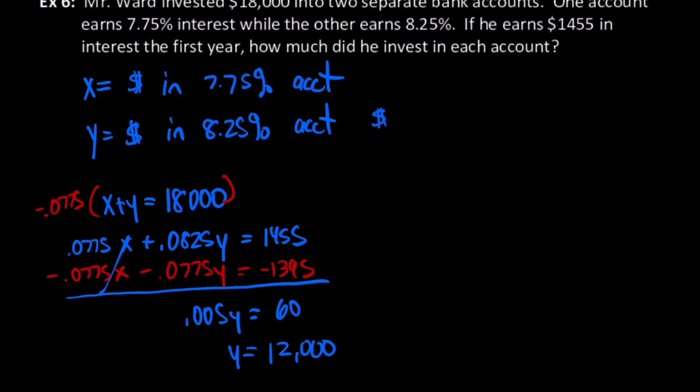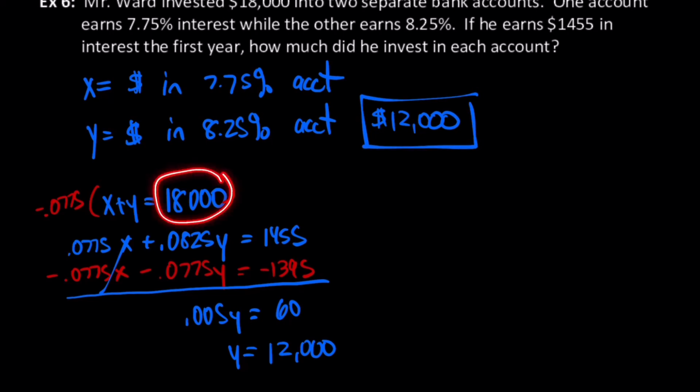So I have $12,000 in this account. That's your y. To get your x, it's pretty easy. Just remember, the total is 18,000. So 18,000 minus 12,000, I don't even need to write that out. That is 6,000.